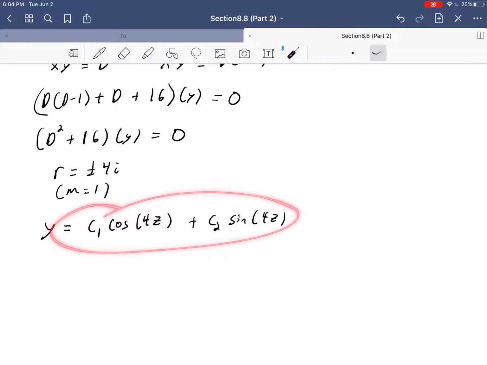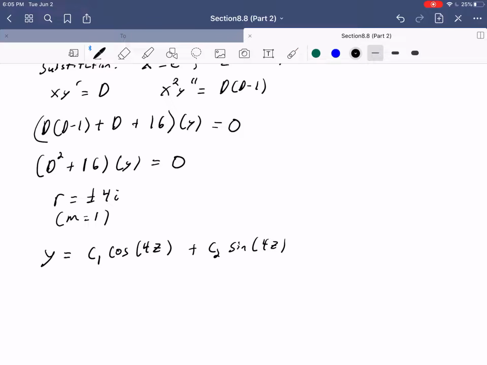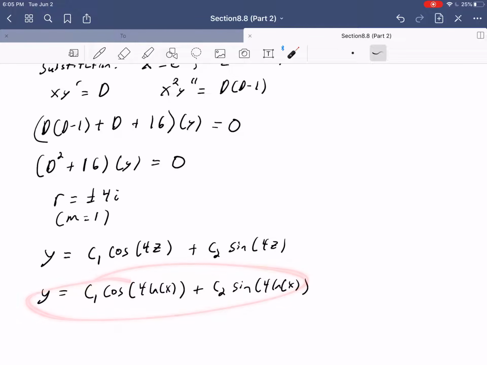Are we in trouble that we ended up with cosine and sine here? No, we can still undo the substitution as normal. z equals ln x. So we get some weird looking solutions, but they are the right ones. c1 cosine 4 ln x plus c2 sine 4 ln x. And there we go. There's our general solution to this guy, showing you guys what to do in the situation where you get complex roots. Still solve it the same way, and then just go ahead and undo your substitution, and you should be all good.